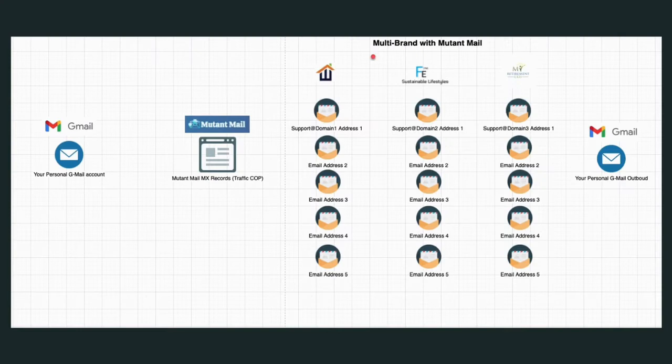One of the things it does is I'm able to now have all of my brands. That's one brand. I have more brands, but these are the major brands that I use. That's my real estate brand. This is my investing brand. And this is my retirement brand. All of those are here, but each one of them has one support address for each domain. So this is the support at that domain, support at that domain, and support at that domain. So I have 3 supports.